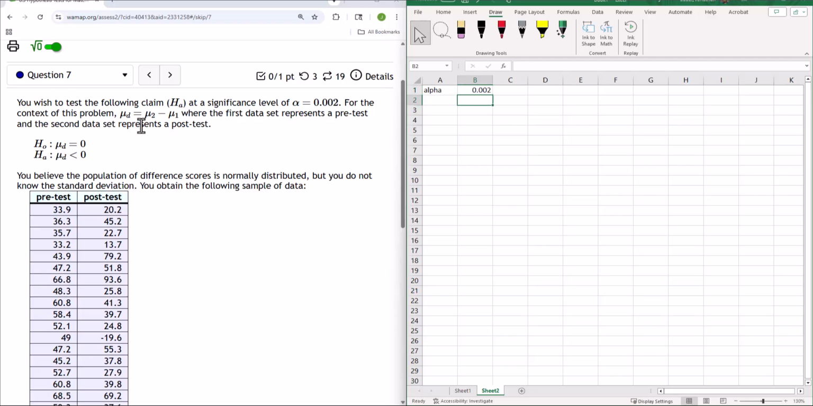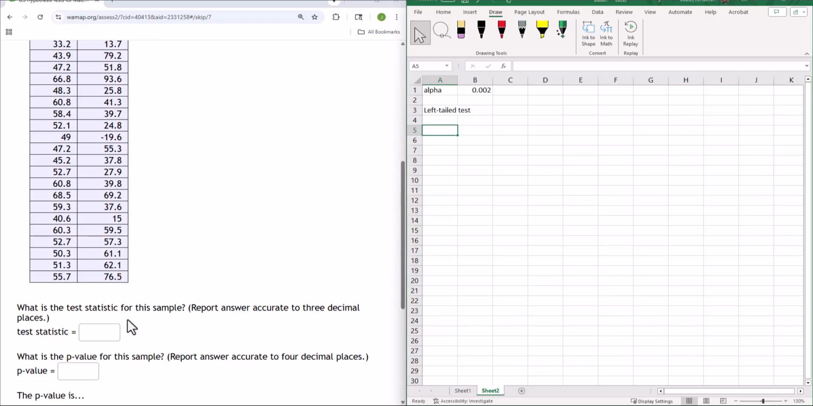which I guess technically is what, 2,000ths? For the context of this problem, we have this just kind of given to us. Our null hypothesis is that the difference is 0. Our alternate hypothesis is that it is less than 0, the mean of our differences. And the important takeaway so far is we have a left-tailed test. Now, you believe the population difference of the scores is normally distributed, but you do not know the standard deviation. You obtain the following sample data.